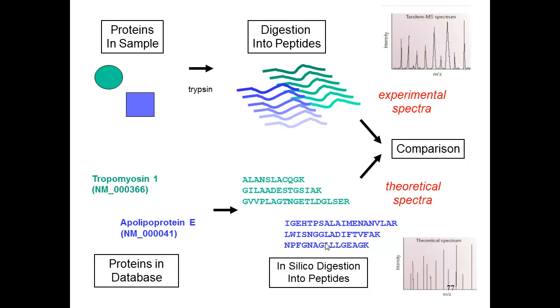The way we do that is we're going to compare each experimental spectra, which have been produced by digesting proteins into peptides and then fragmenting the peptides inside the mass spectrometer. We're going to compare that with theoretical spectra, which does the same process but in silico.